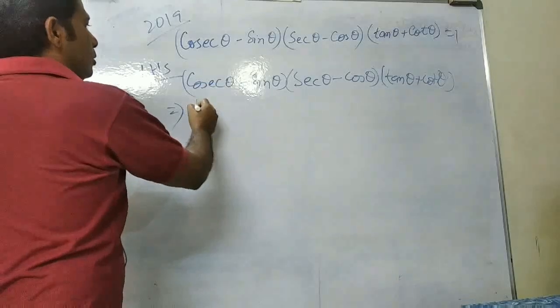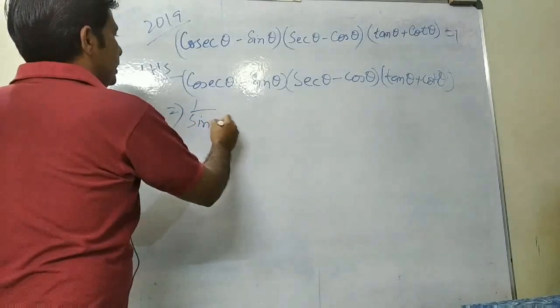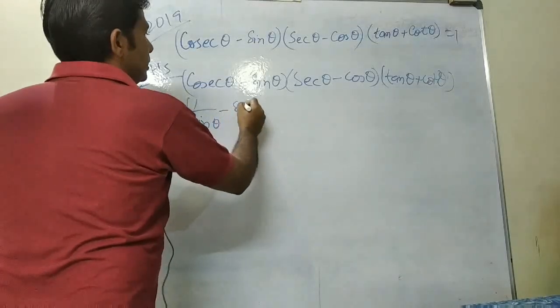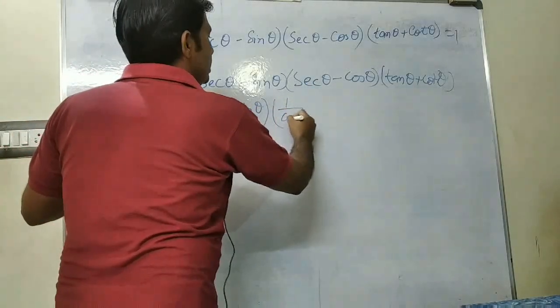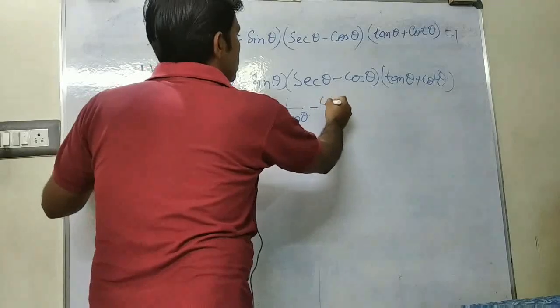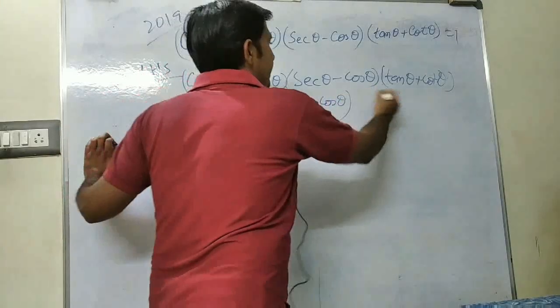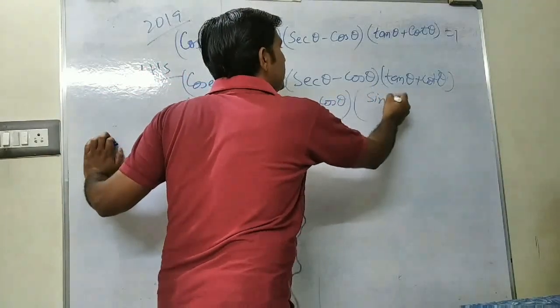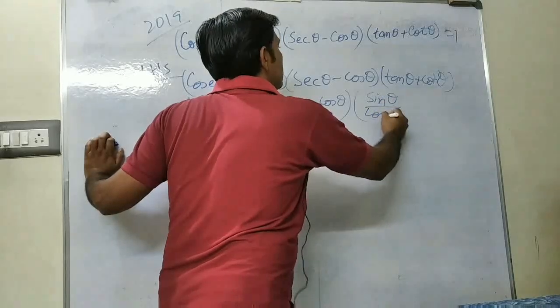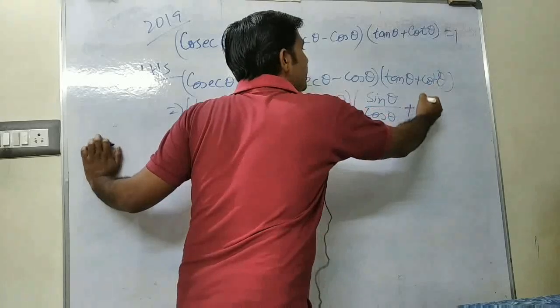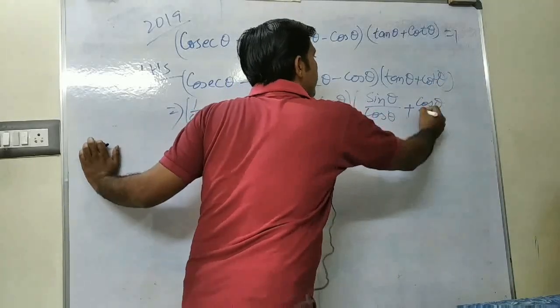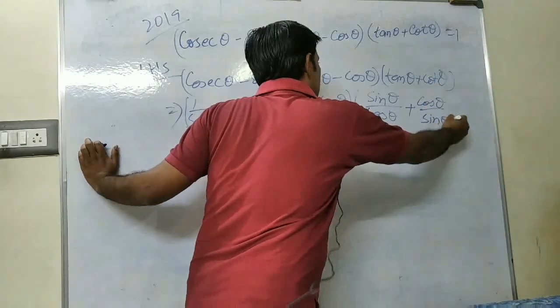We will solve here. 1 by sin theta minus sin theta; sec theta means 1 by cos theta, minus cos theta; again tan theta means sin theta by cos theta plus cot theta means cos theta by sin theta.